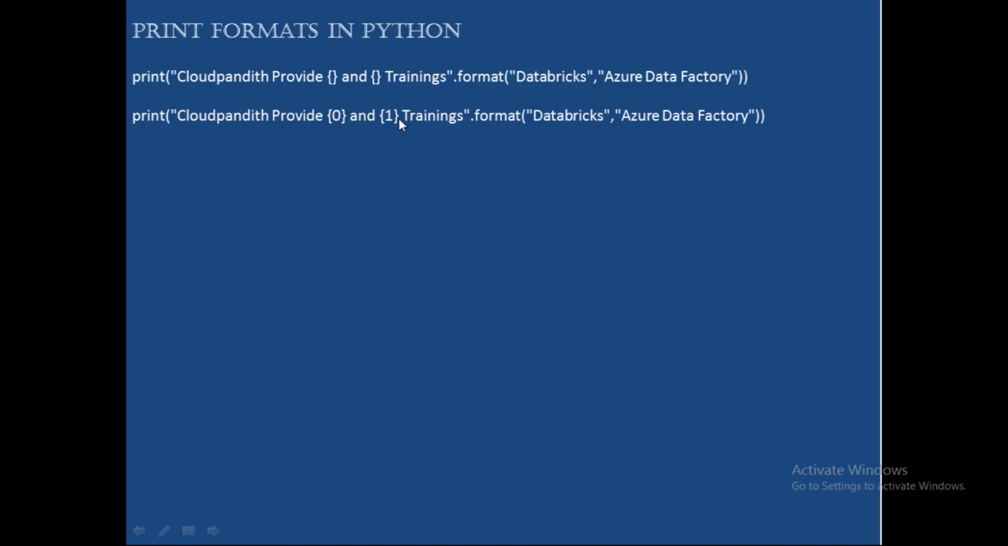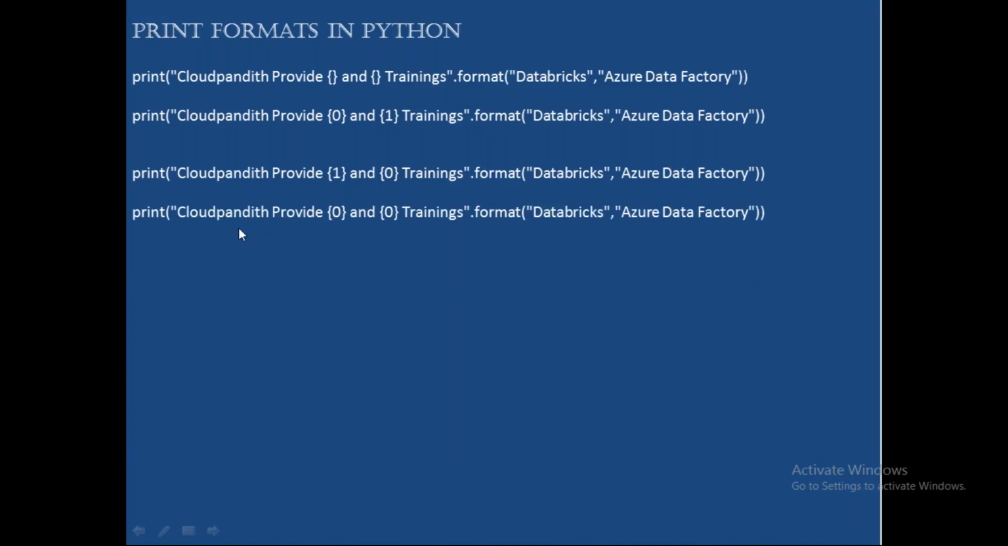Next, 0 and 1. The 0 value will go to the first place, and the second value will go to the other place. "Cloud Pandit provides Databricks and ADF training", again, Azure Data Factory training. Next, "Cloud Pandit provides {1} and {0} trainings". It will become "Cloud Pandit provides Azure Data Factory and Databricks trainings".